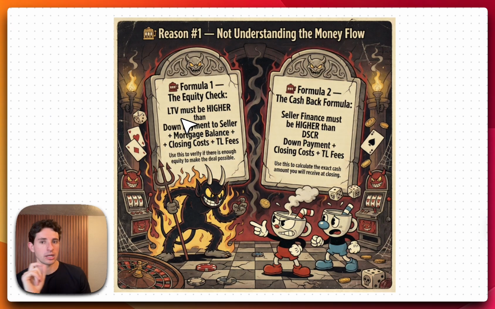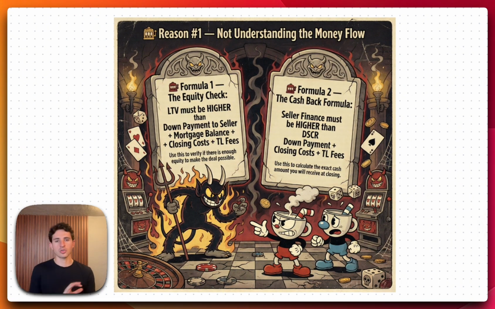What is the formula? As you can see here, LTV must be higher than down payment to seller, mortgage balance, closing cost, and transactional lending fees. Use this to verify if there is enough equity to make the deal possible. So before you even underwrite, I want you to use this formula.